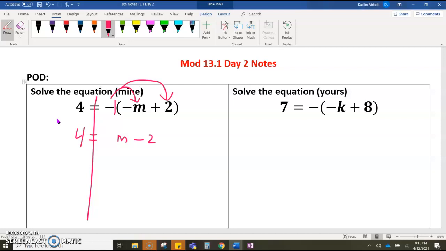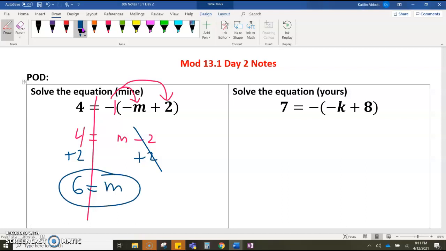Now we've got to get m all by itself. So we are going to make a zero pair with that negative 2. I'm going to add 2. Negative 2 plus positive 2 gets you 0. We're going to add 2 over here because what we do on one side, we do to the other side. 4 plus 2 gets us 6 equals m. And that's it. All done.